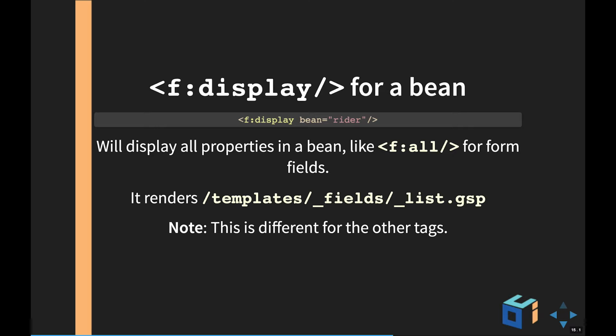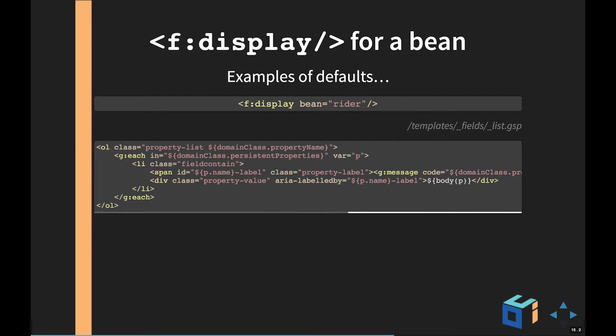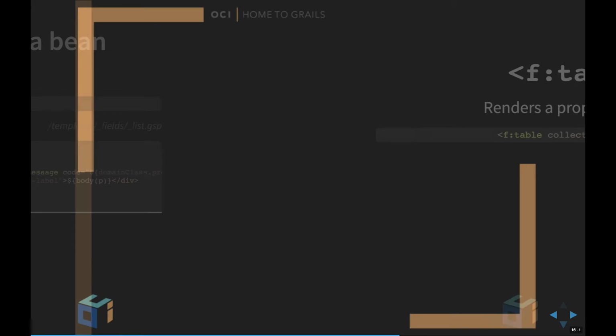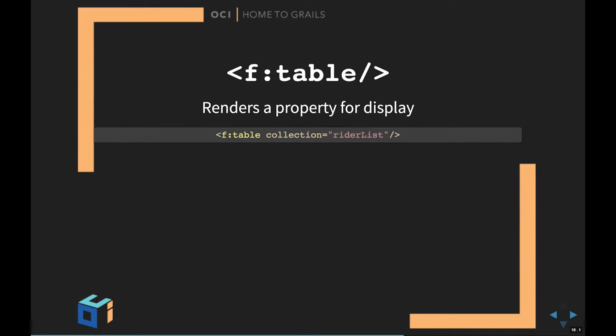So it is different from other tags because they look in fields and then default and so on. I'll get back to the list of things. So for our writer, it will actually iterate over the persistent properties and make a list item for each of them. And of course that will end up as some HTML I didn't get pasted in here because it's really long.